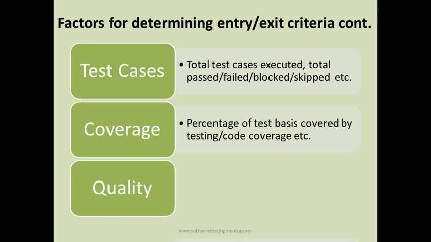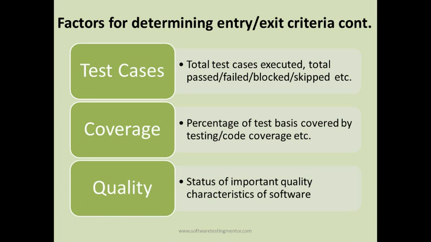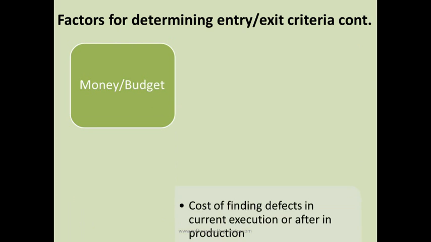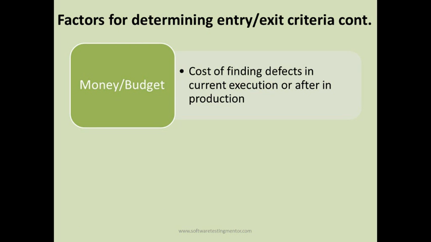Then the quality is another factor. So status of important quality characteristics of software. So for example, you have a set of 5 quality characteristics that you have defined in the plan. If those quality characteristics are being met, then you will exit the test phase. If those are not met, then you cannot exit that phase and enter into another phase. Then money and budget. So cost of finding defects in current execution or after in production. That's another exit criteria that has to be taken into account.